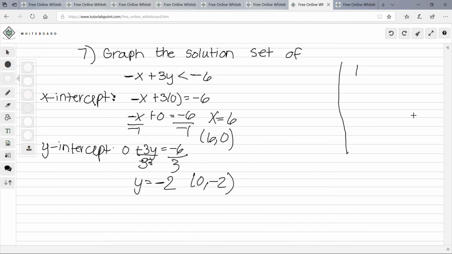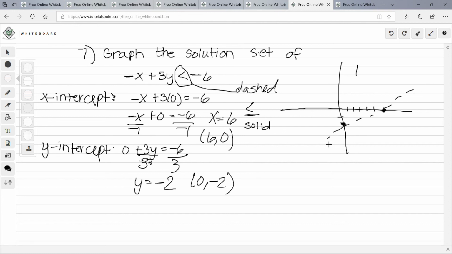And just graph it. We said our x-intercept is 6, 0, so here's 1, 2, 3, 4, 5, 6. And then 0, negative 2 is right here. Now you have to tell me, is this going to be dashed or solid, from looking at that? Since there's no equal sign, it's not less than or equal to. It has to have the equal sign to be solid. Since it doesn't have that equal sign, it's just less than, so it's going to be dashed. Label your x and y axis.